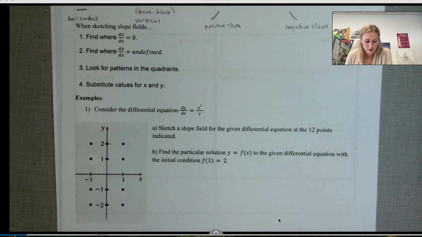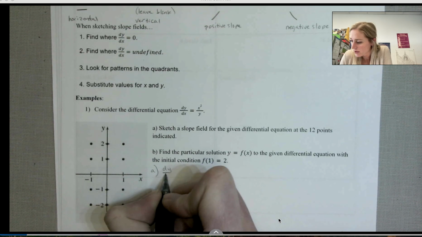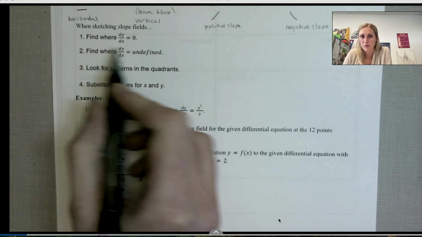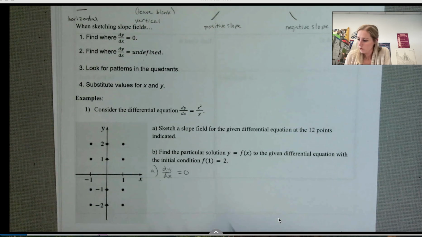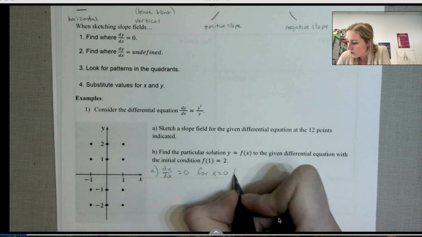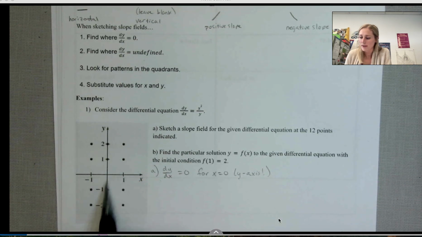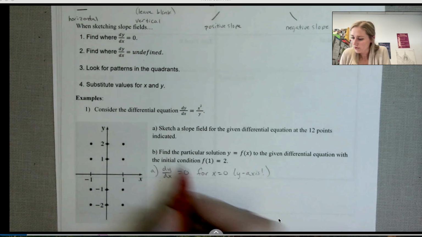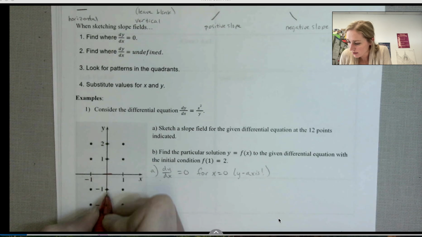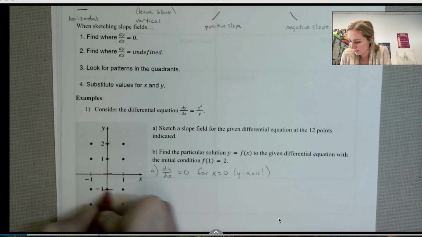I'm going to do some work for A down here. So where is dy dx 0? It is 0 when x is 0. Well, where is x 0? All along the y-axis, right? So all along the y-axis, x is 0 at those points. So we are going to draw horizontal segments at those points. Oh, sorry, that's not one of my 12 points. I might come back and erase that one.